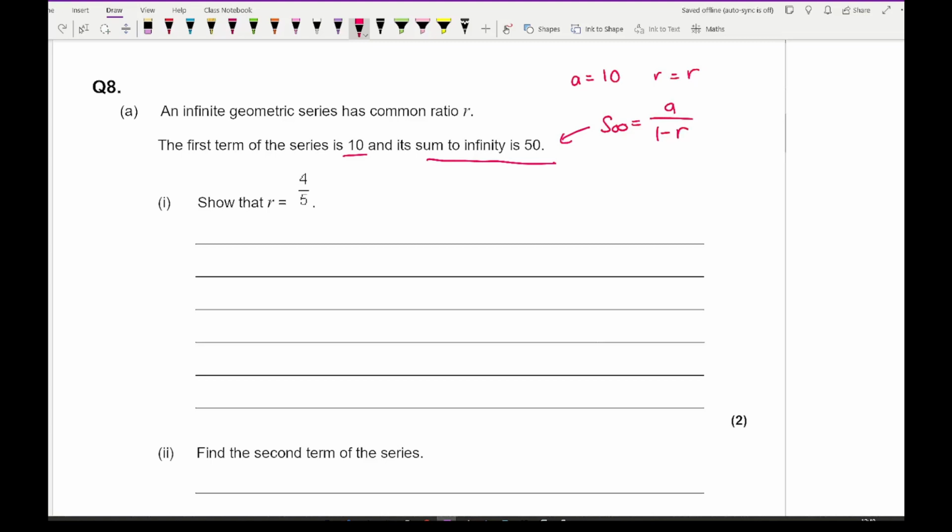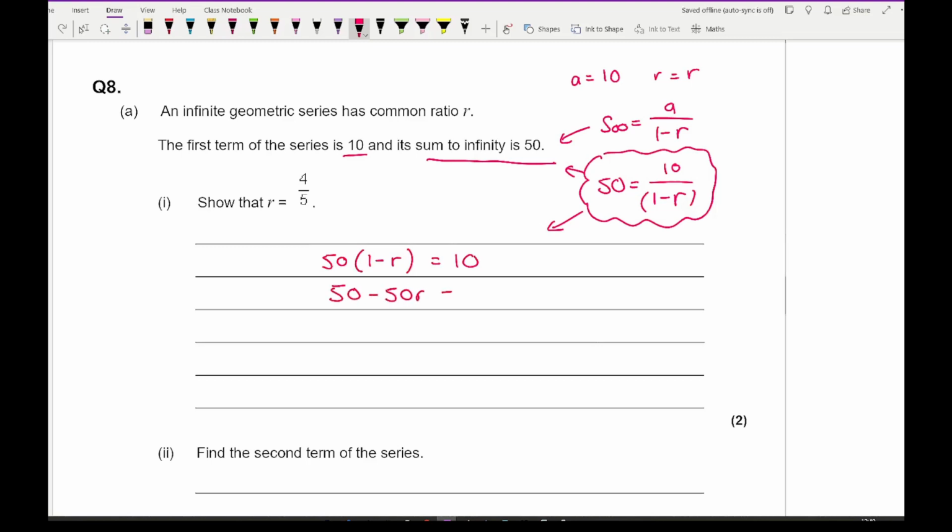So substituting those numbers in, we get that the sum to infinity is 50, and we know it's 10 over 1 minus r. Using this substitution, what we're going to do is find out what r is. So if I put brackets around the 1 minus r, we get 50 times (1 minus r) equals 10. So I've got 50 minus 50r equals 10. I can take the 50 to the side, so I end up with minus 50r equals minus 40. So r equals minus 40 over minus 50, which simplifies to give me 4/5.